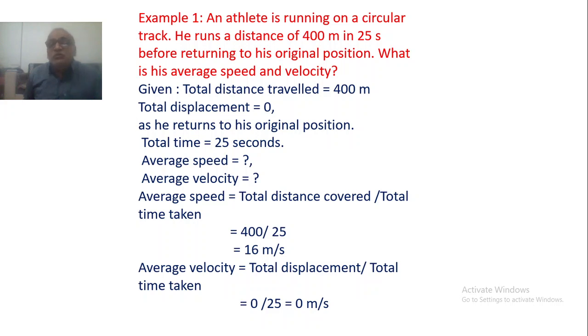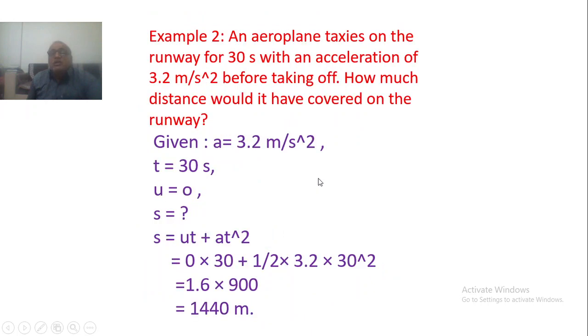As it returns to its original position, the total time taken is 25 seconds. We want to find average speed and average velocity. What is the formula for average speed? Average speed is equal to total distance covered upon total time taken. So total distance, the circumference, is 400 meter upon time taken 25, that is 16 meter per second. Now average velocity is total displacement upon total time taken. Displacement is obviously 0 upon 25, that is 0 meter per second.